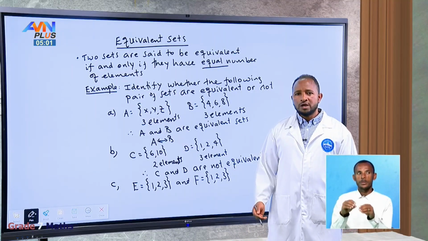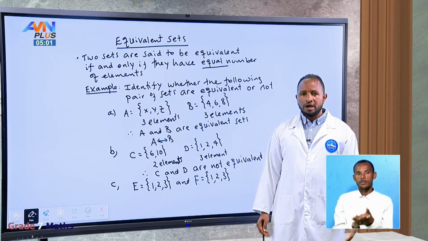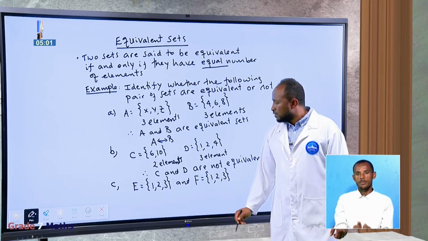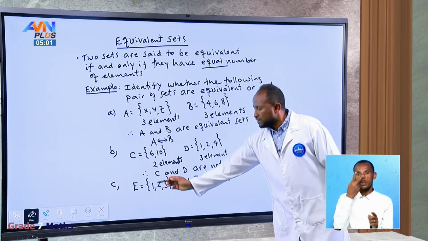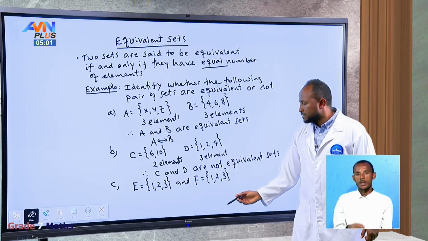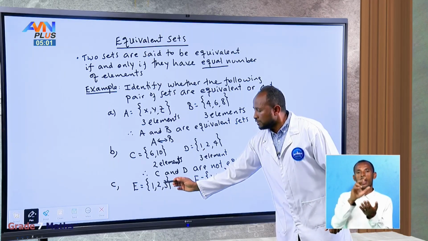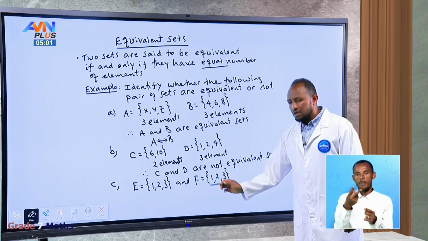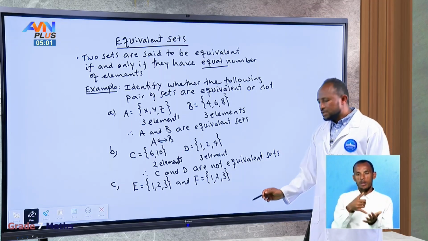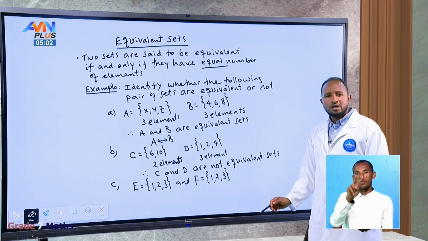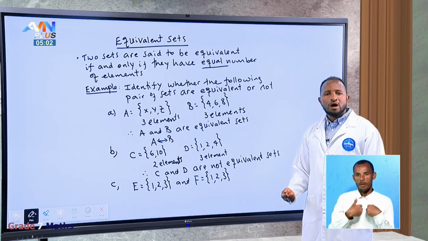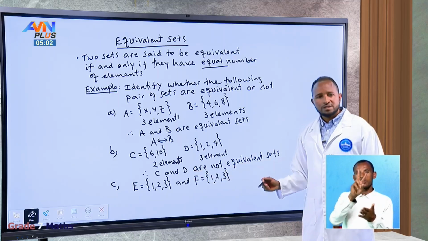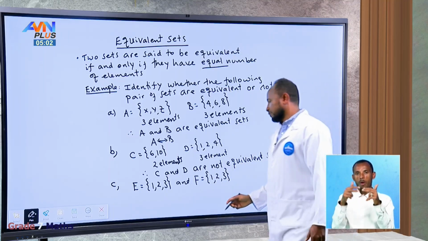Students, have you tried the question? Very nice. Now let's see the answer together. When we see set E, it contains 3 elements, 1, 2, and 3. And when we see set F, it contains 3 elements, 1, 2, 3. They have an equal number of elements. Therefore, these two sets are equivalent.